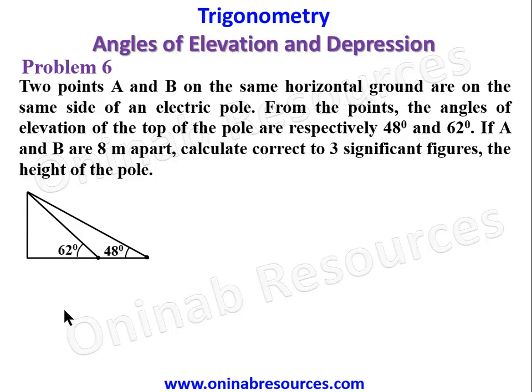Now we know that this is A and this is B respectively. A goes with 48 and B goes with 62. So we have the pole to be C and D. This is 8 centimeters and the height is represented as H. CB is X and this is 90 degrees.